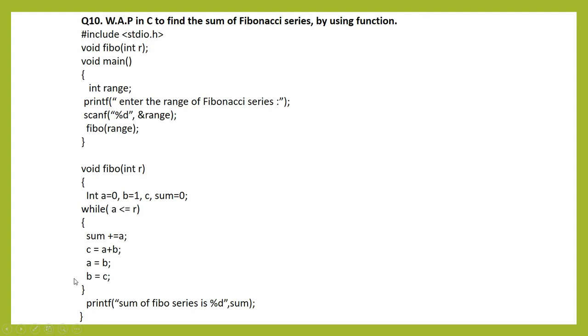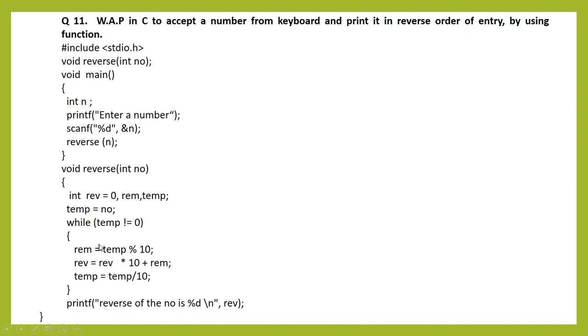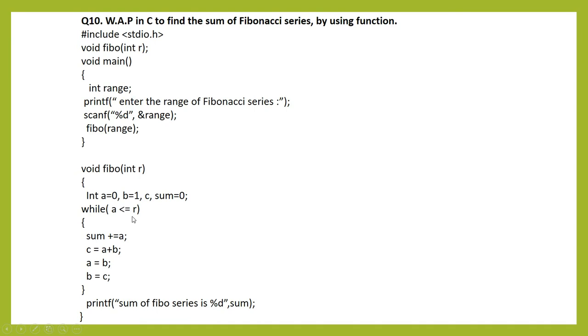So this loop goes on continuing until the R value, meaning the range value, is reached. Inside the loop it keeps adding with the previous number and stores it in some variable. When you are out of the loop, you have to print the sum by writing the message: sum of Fibonacci series is your sum.